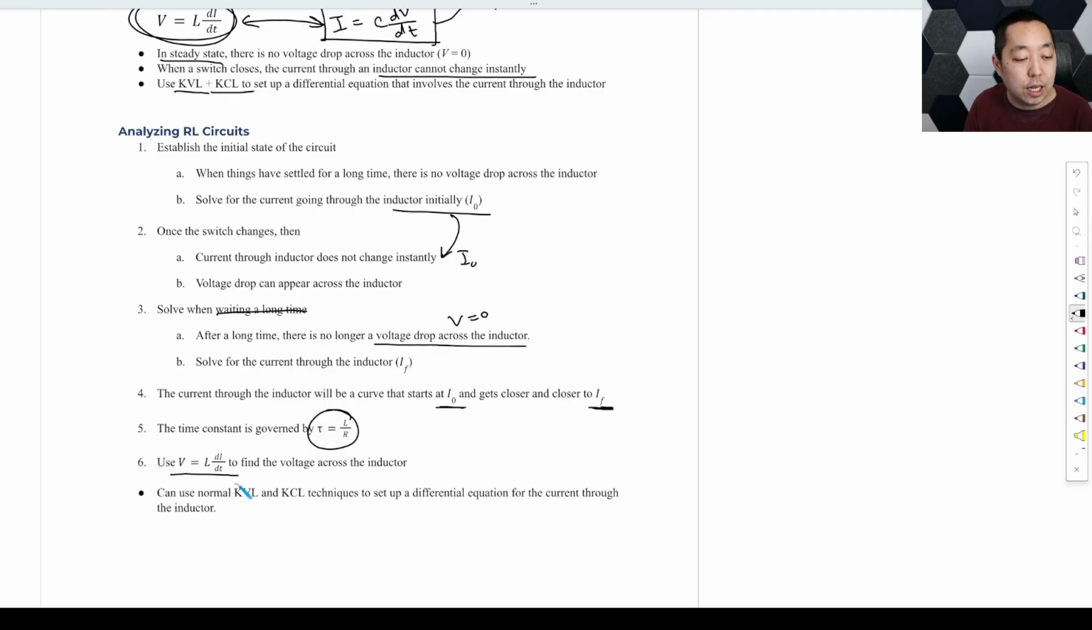You use V equals L di/dt to find the voltage across the inductor if you need to, and you use KVL and KCL to set up a differential equation for the current through the inductor. Okay? That's the main idea.